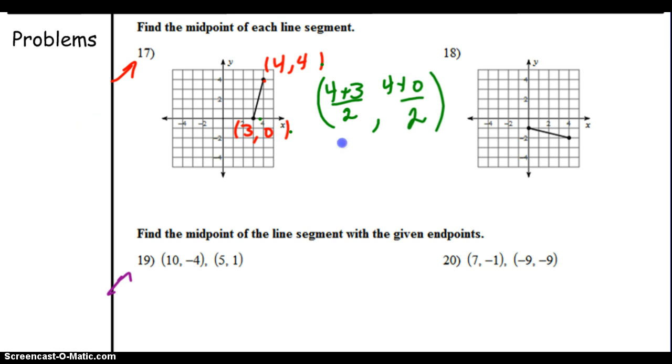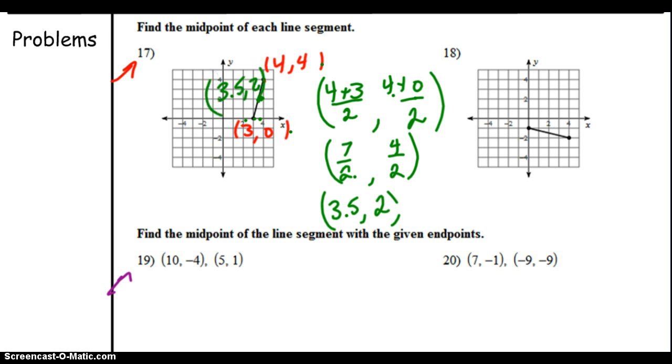So 4 plus 3 is 7, and 4 plus 0 is 4. And then 7 divided by 2 is 3.5, and 4 divided by 2 is 2. So the coordinate of my midpoint is 3.5 comma 2. Let's double check. 1, 2, 3.5 for the x, and up 2. And there is the coordinate of my midpoint, 3.5 comma 2.